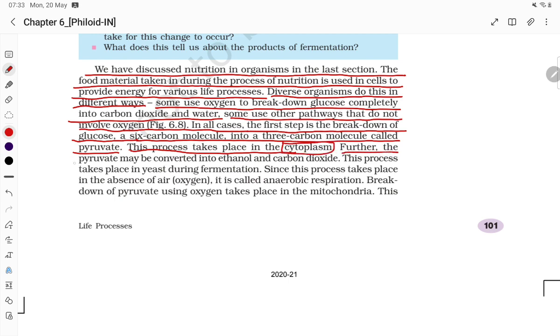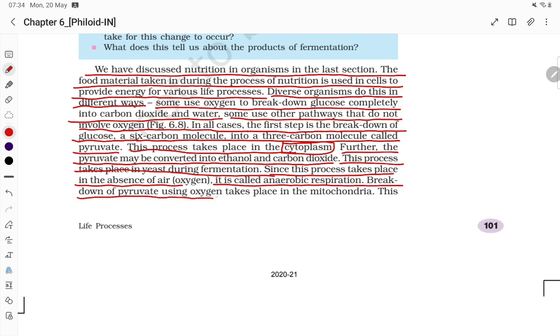Further, the pyruvate may be converted into ethanol and carbon dioxide. This process takes place in yeast during fermentation. Since this process takes place in the absence of air, it is called anaerobic respiration.